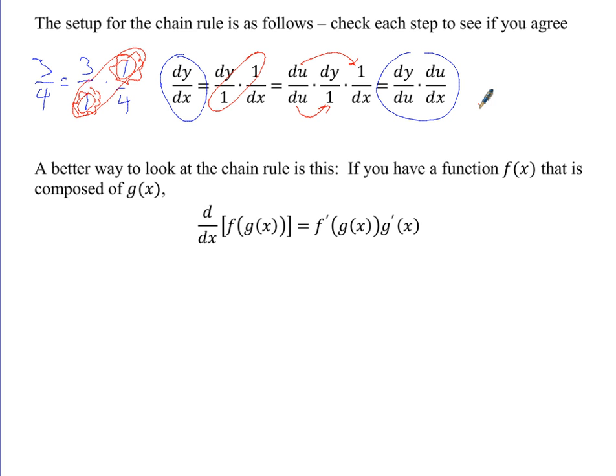So the better way to look at the chain rule is like this. This is like the highly formal, non-formal, partially incorrect way to show you the chain rule. Better way to look at the chain rule is like this. If you have a function that's composed of another, so f of x that is composed of g of x, it would look like this. I'm taking the derivative with respect to x of f composed of g of x. That's what that says. The derivative would be f prime composed of g of x times g prime of x. Now, isn't that clearer than the other?